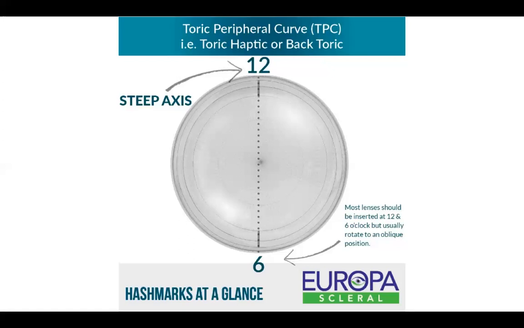You don't have to apply the lens in a special orientation because on a toric sclera, the lens will naturally rotate into its best fit position.